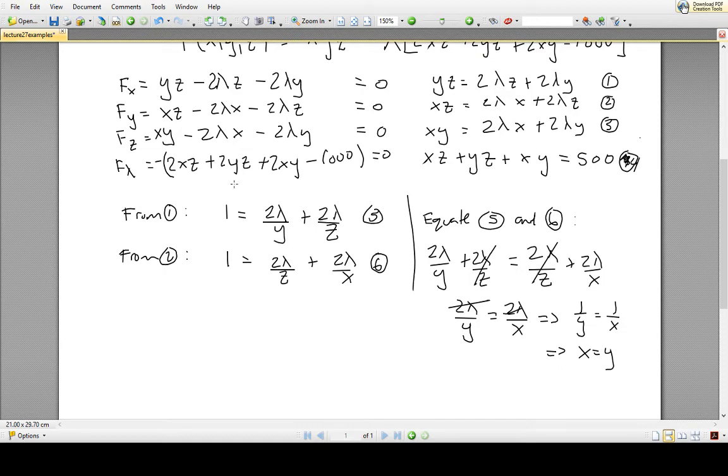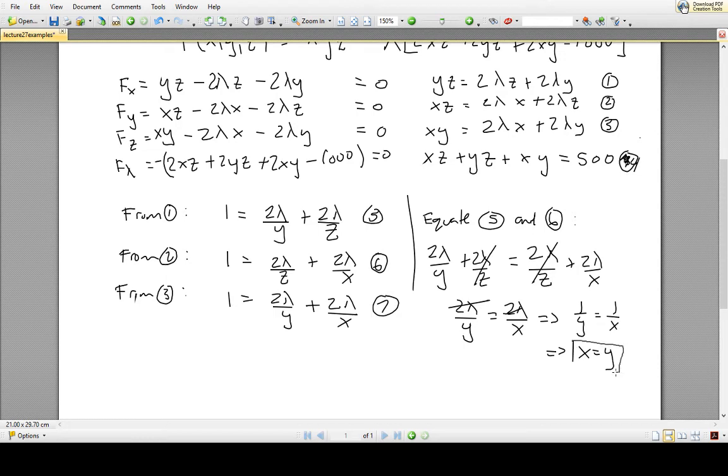So I can take equation 3 here, and from equation 3, I'm going to divide both sides by xy, similar to what I did above, and I get 1 is equal to 2 lambda over y plus 2 lambda over x. This will be equation 7.